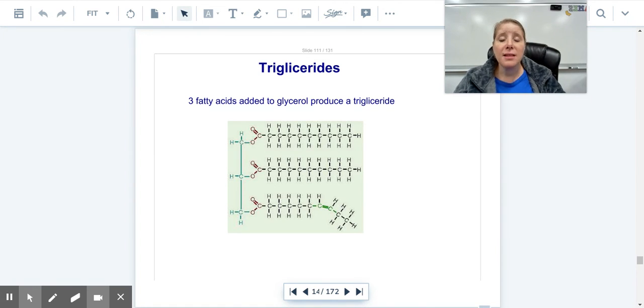So that's it. Today we talked about lipids. We talked about the different kinds of lipids, triglycerides, phospholipids, and steroids. We talked about being hydrophilic, hydrophobic, or amphiphilic, and we talked a little bit about the functions. And that is it. We'll move on with the rest of the unit later.